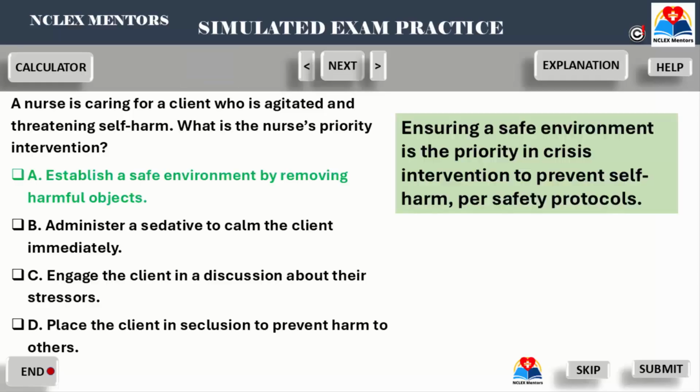Safety always comes first. When there's an active threat of self-harm, you don't start with meds or therapy. You secure the environment. That includes removing belts, sharp objects, cords, and anything that could be used for injury. Crisis intervention starts with risk mitigation. Once the client is safe, then therapeutic communication or medications come into play.